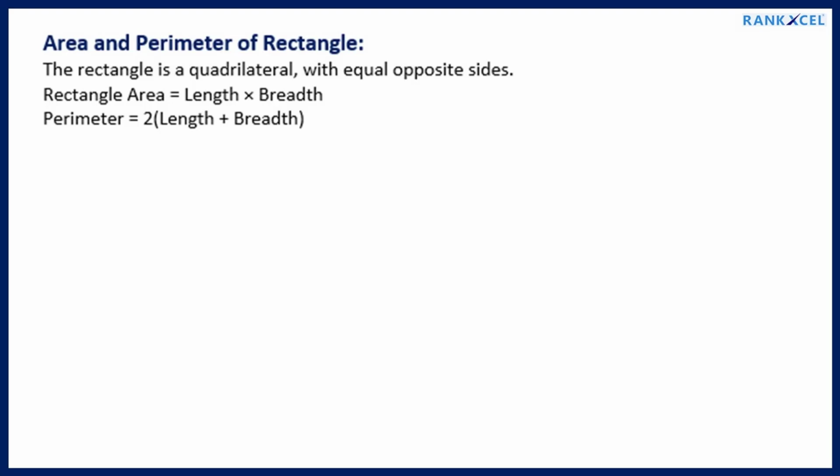Area and perimeter of rectangle. The rectangle is a quadrilateral, with equal opposite sides. Rectangle area equals length times breadth. Perimeter equals 2 times (length plus breadth).